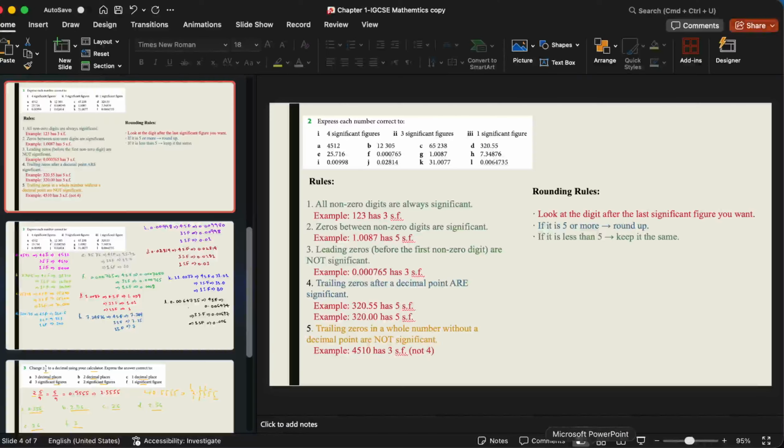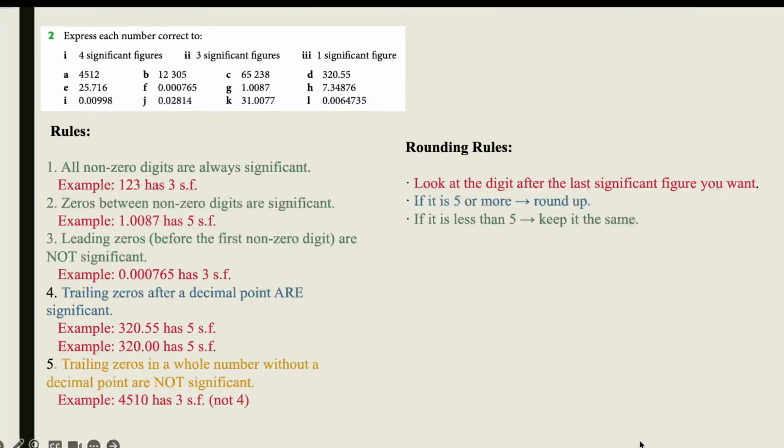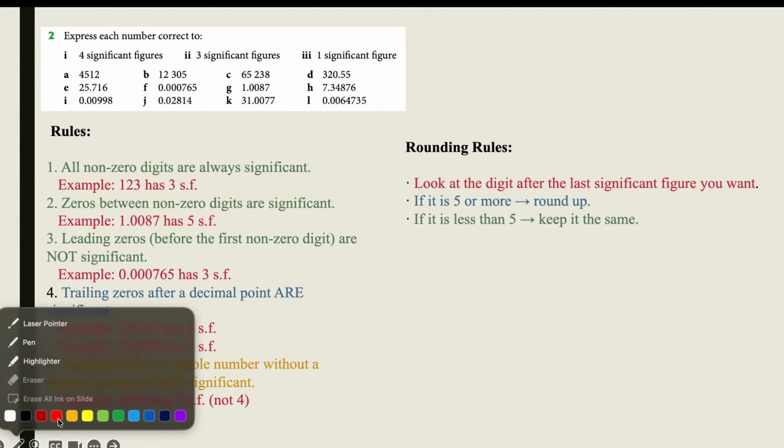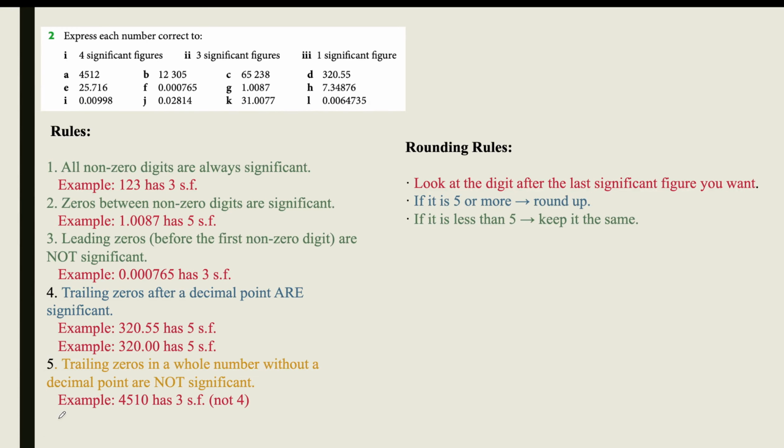Hi everyone. We have question number 2 of exercise 17. In here, the question asks us to express each number correct to 4 significant figures, 3 significant figures, and 1 significant figure. So 12 different numbers are given to us in this question, and each number is to be expressed in 4, 3, and 1 significant figure.